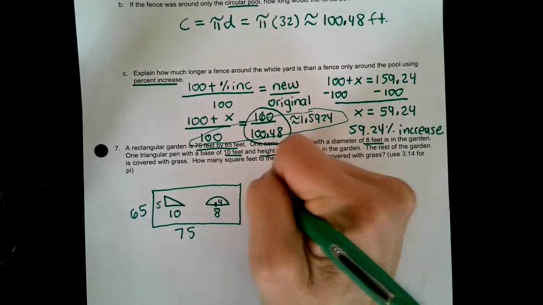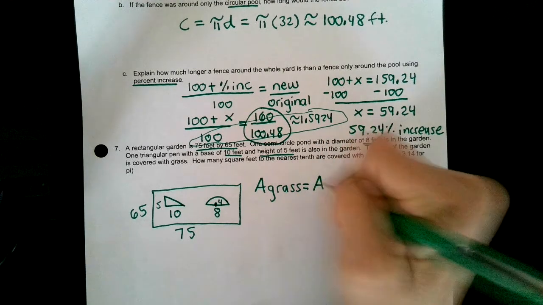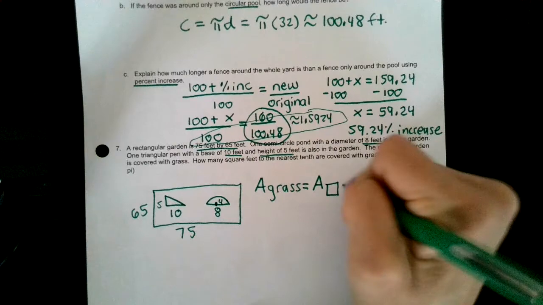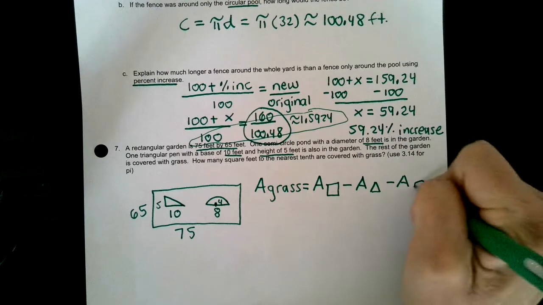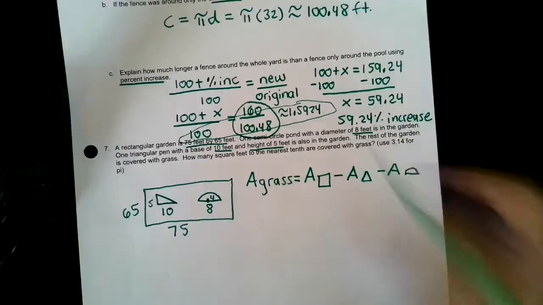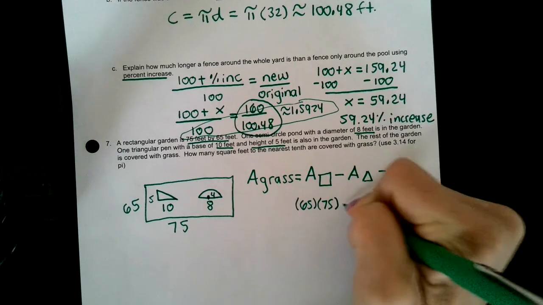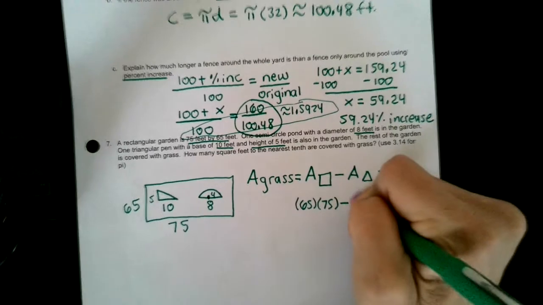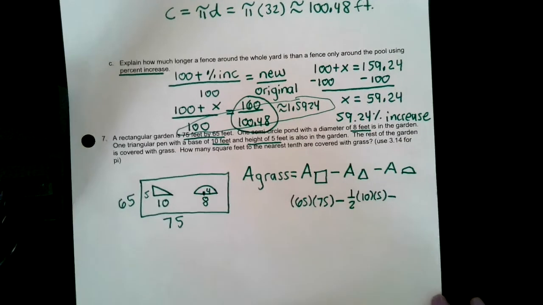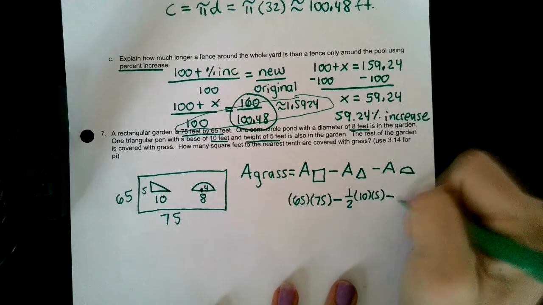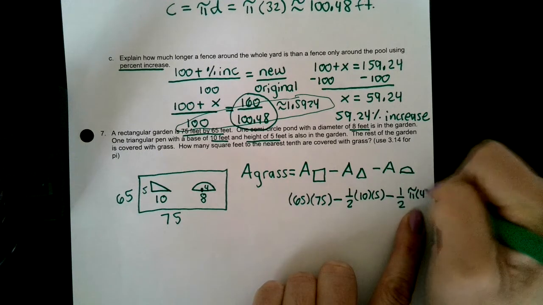So let's go ahead and solve for the area of the grass. We need to find the area of the larger rectangle and subtract from it the area of the triangle and the area of the semicircle. So for the area of the rectangle, we're going to multiply 65 times 75. For the area of the triangle, we're going to do 1/2 base times height. And for the area of the semicircle, we need to find 1/2 of pi times 4 squared.